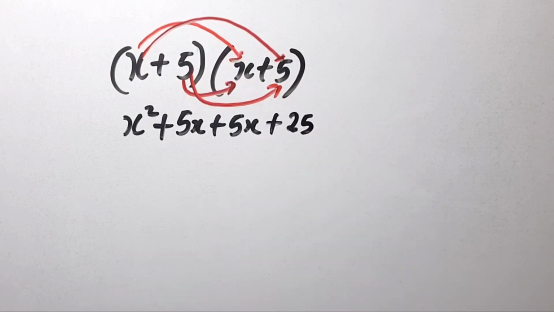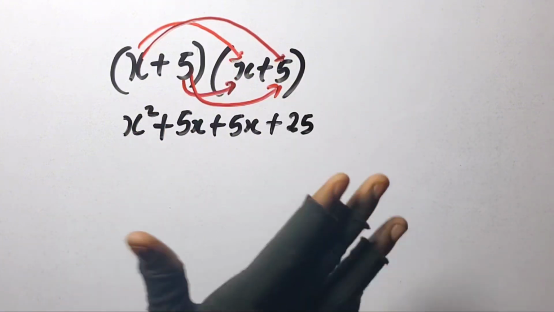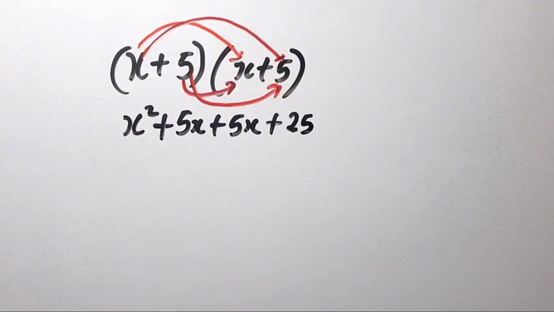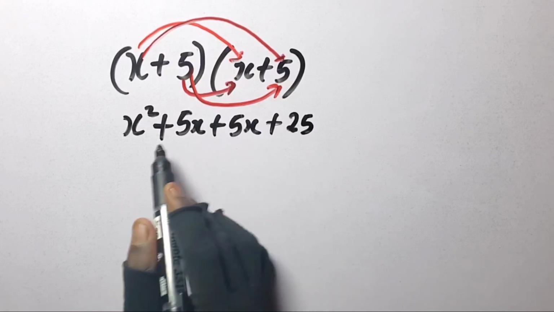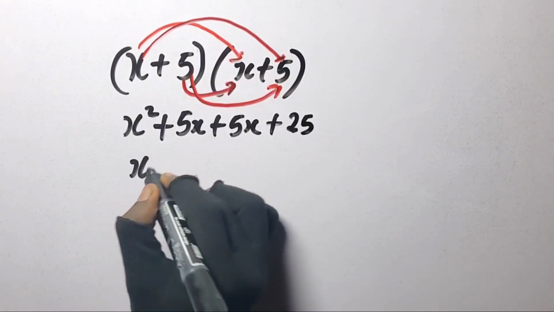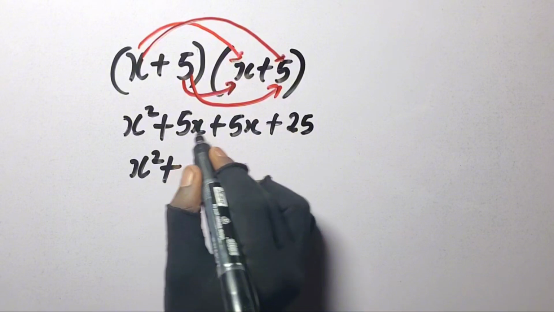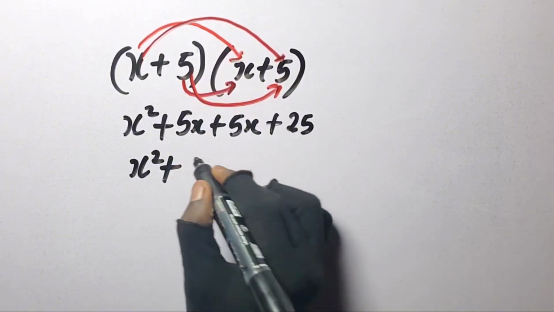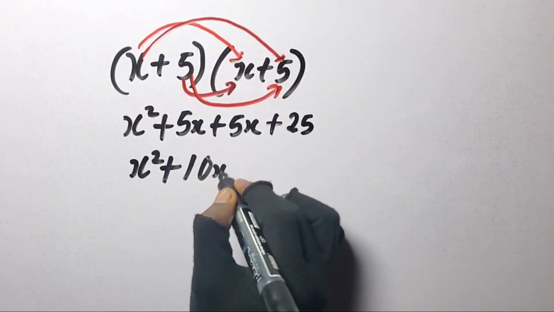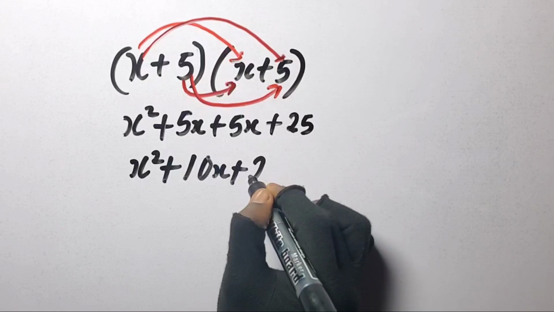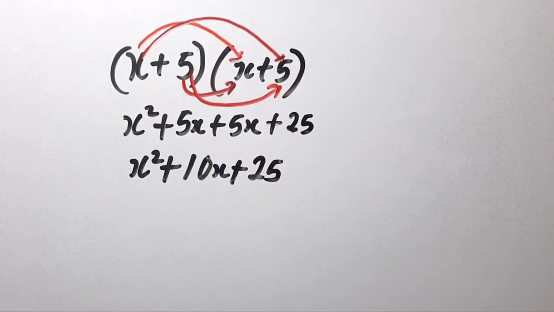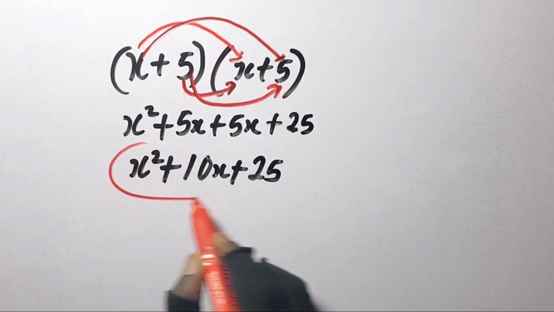Alright, the correct answer has 3 parts. So never forget the middle term. Remember, middle terms are like terms: x squared plus 5x plus 5x equal to 10x plus 25. And this is our final answer.